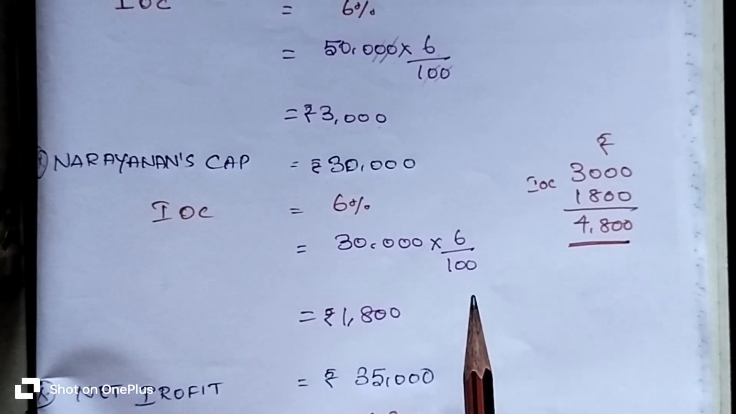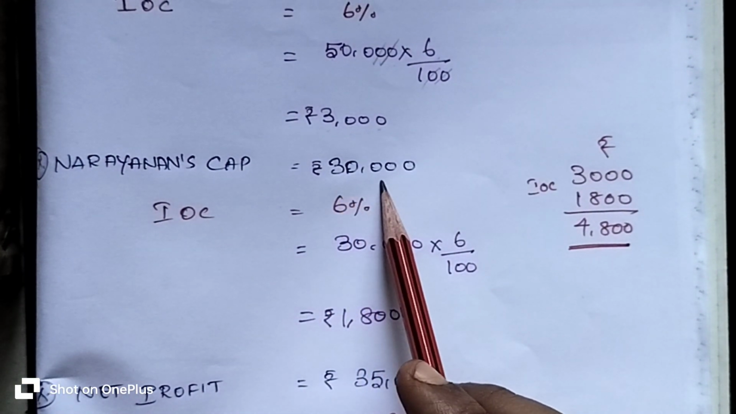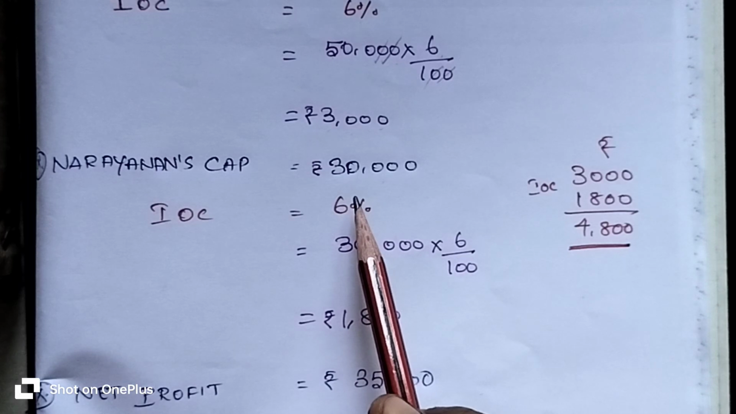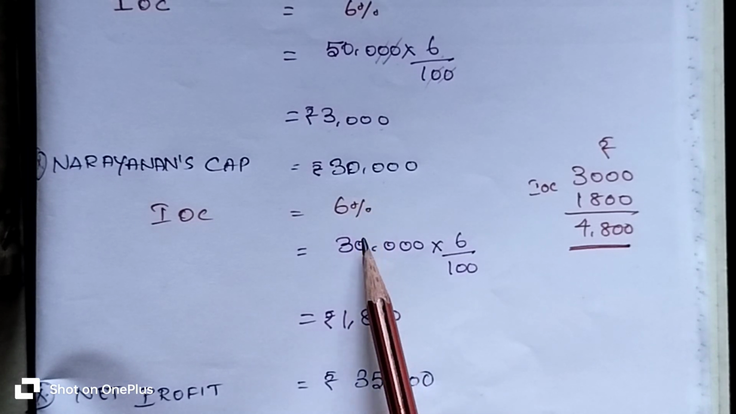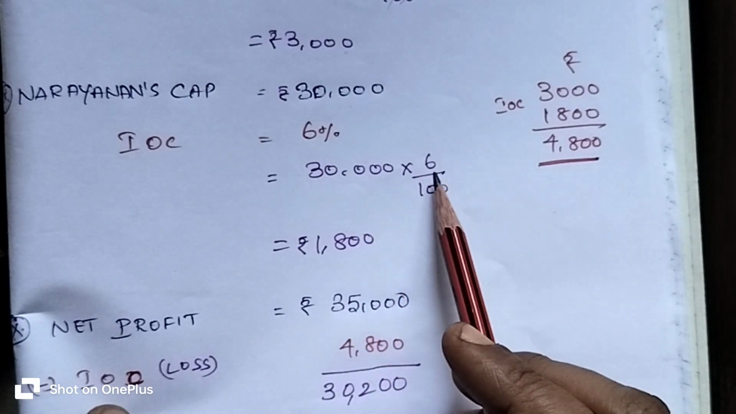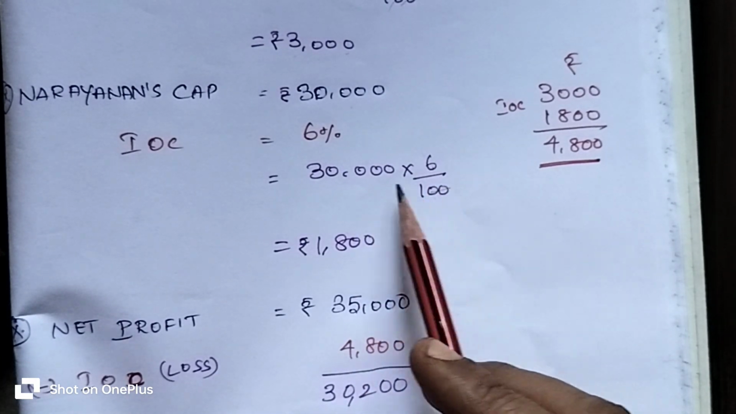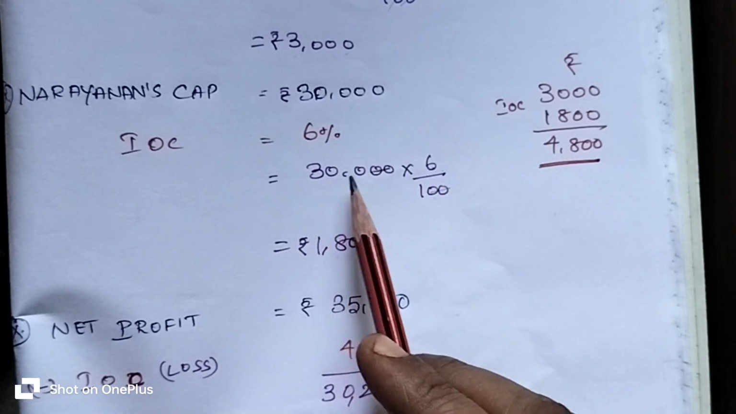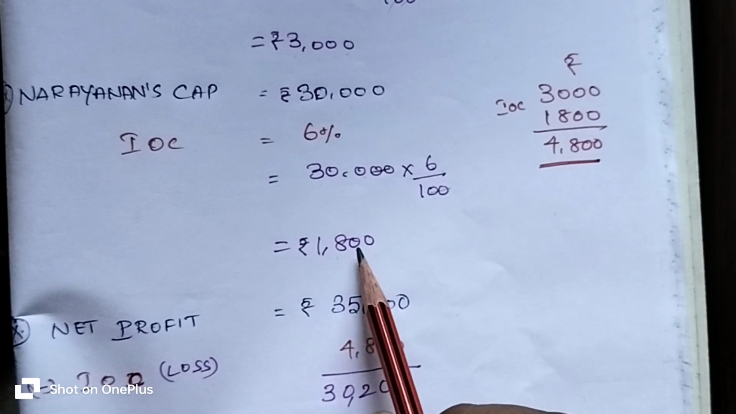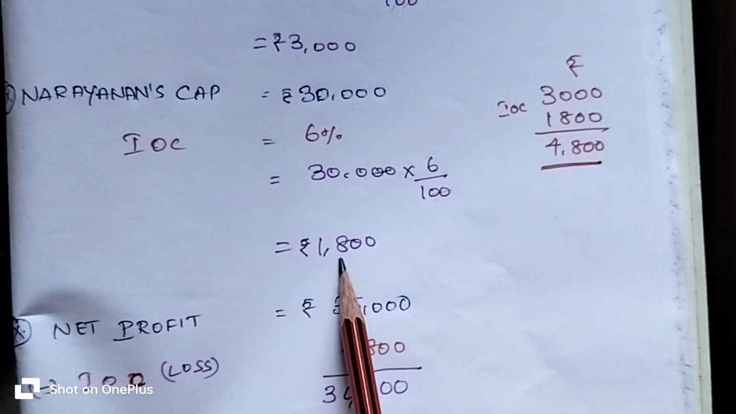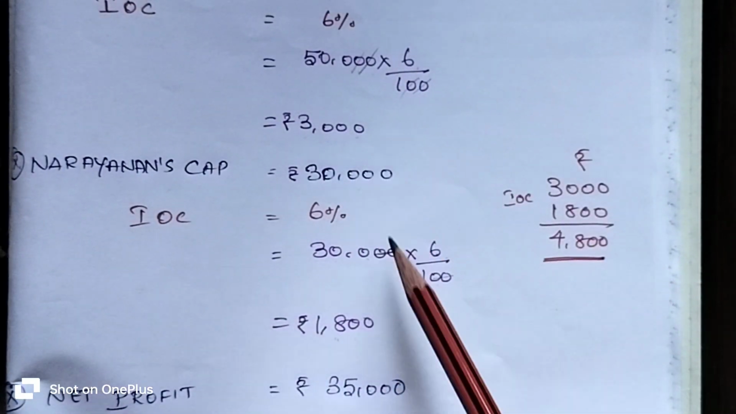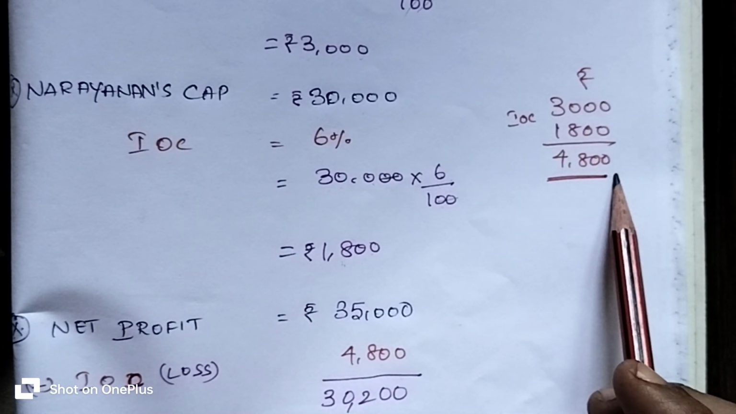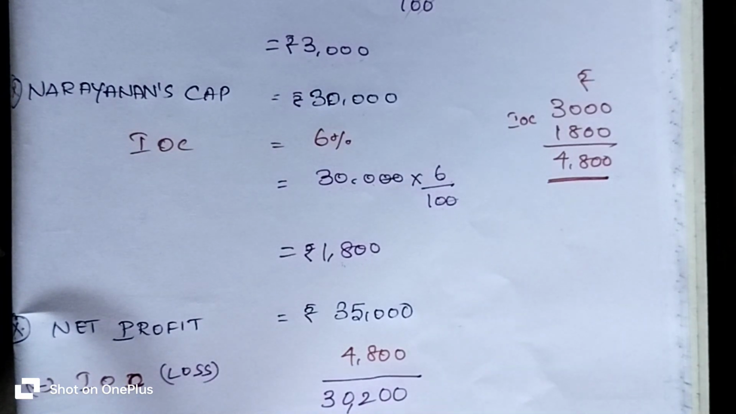And Narayanan contributed capital of 30,000 rupees in the business. What is the interest on capital in the question? 6% is provided. So what is the interest on capital for 30,000 rupees at 6%? So 30,000 rupees into 6%, means 6 by 100. Okay, 100 is to be cancelled for this 100. Remaining 300 into 6, 6 3s are 18, remaining 00 is to be added here, 1,800 rupees. So Narayanan's interest on capital is 1,800 rupees. We have to add 3,000 plus 1,800. The total interest on capital is 4,800 rupees.